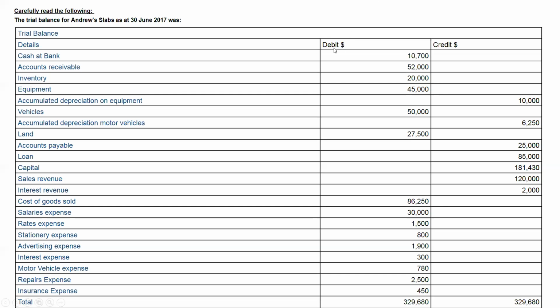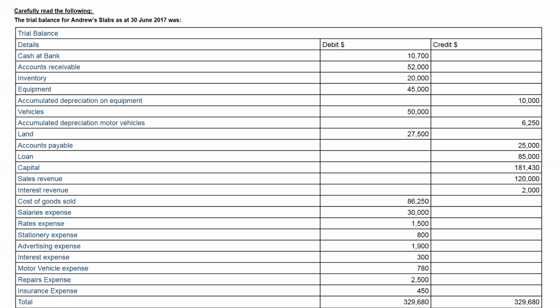By this time you know what debit and credit are. These are the descriptions and details of the expenses, income, assets and liabilities. These are all the accounts. From here, it starts with cash at bank. What do we understand by cash? Cash is basically an asset, right? So assets are always debit. Then accounts receivable. This is also a current asset, and it should normally be debit.